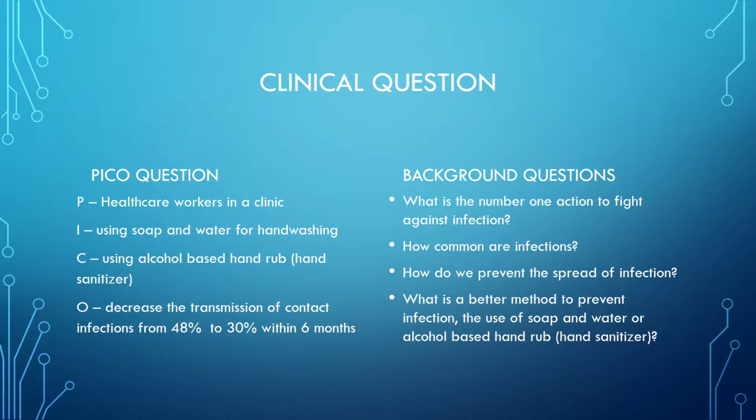I developed the PICO question. The P, healthcare workers in a clinic. I, using soap and water for hand washing. C, using alcohol-based hand rub. O, decrease the transmission of contact infections from 48% to 30% within 6 months.